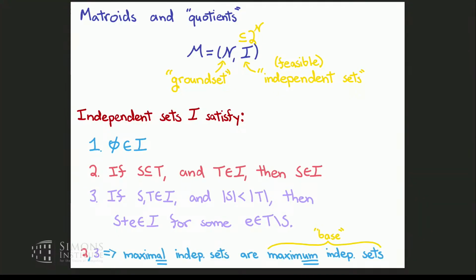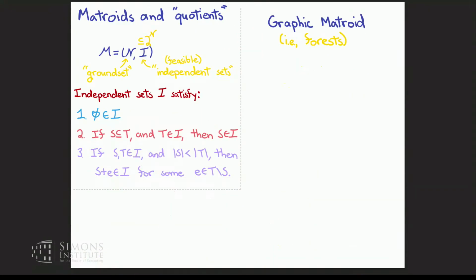Okay, so these last 2 properties actually tell you that a maximal independent set, where I just keep trying to add elements while maintaining feasibility, will always be maximum. So as many of you know, greedy algorithms tend to be very well behaved in this setting because of this. So, okay, let's do an example that we're all very familiar with, the graphic Matroid.